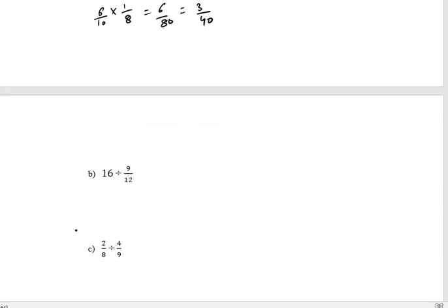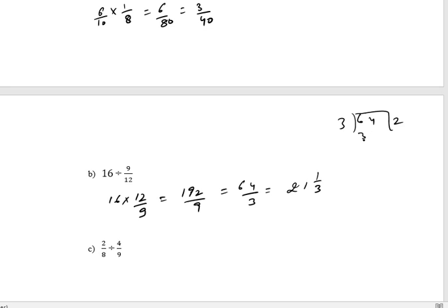Now the second one is 16 into 12 upon 9. So when we go with it, it will become 192 upon 9. That will become 64 upon 3. And if we simplify it, it will become 21 and 1 by 3. How? Divide 64 by 3. 3 twos are 6. Carry this 4. 3 ones are 3. Remainder is 1. So 21 and 1 upon 3.